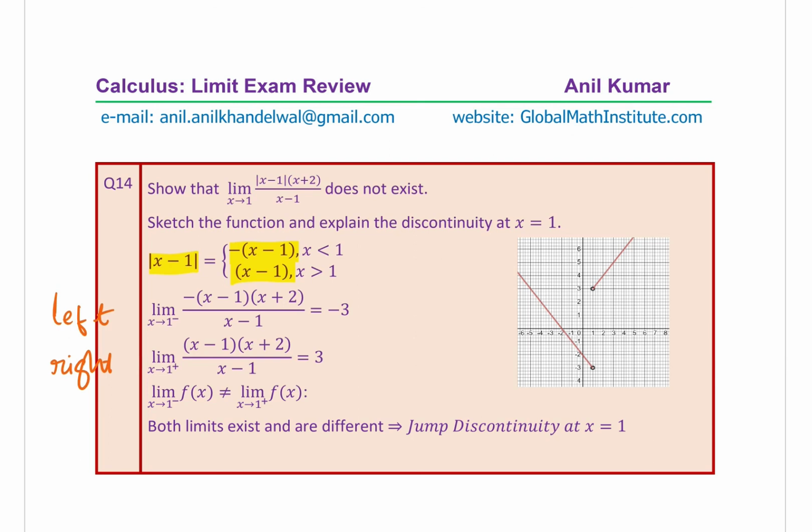And when you solve this, you get minus 3 and plus 3 as shown here. Correct? So those are the values. Now since these values are different, minus 3 is not equal to plus 3. Therefore, the limit does not exist, and that is how you can explain that the limit does not exist at 1. And what you notice on the graph itself is there is a jump discontinuity. So this is what we call jump discontinuity.